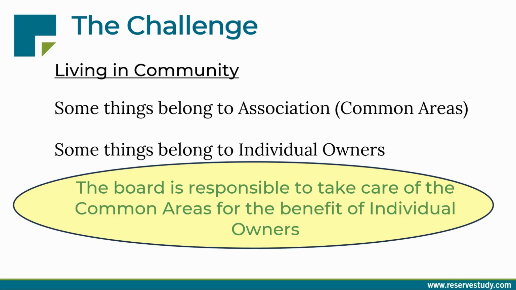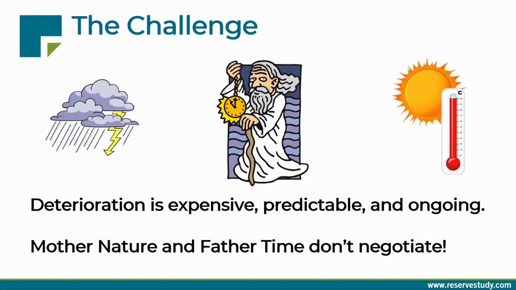They don't have that power. They don't have that right. They're relying on the board to take care of all the common areas that surround their individual space. And that means the board needs to be diligent. And that's true because all the common areas are in a constant state of deterioration. If a board gets casual and starts not paying attention, they're going to get caught behind.